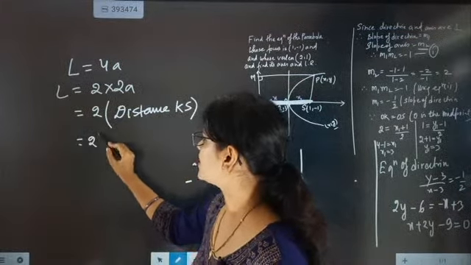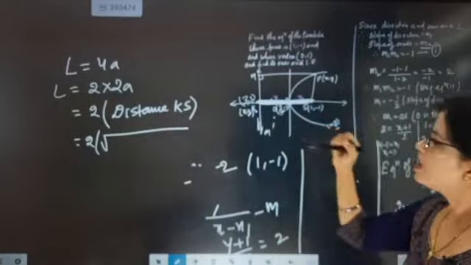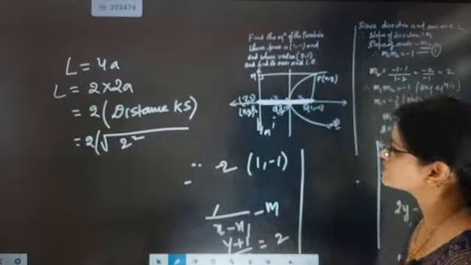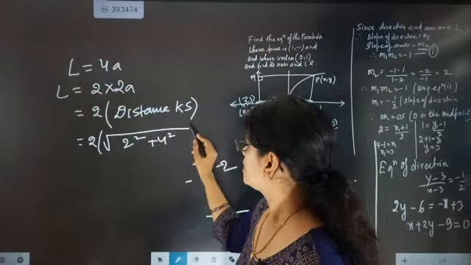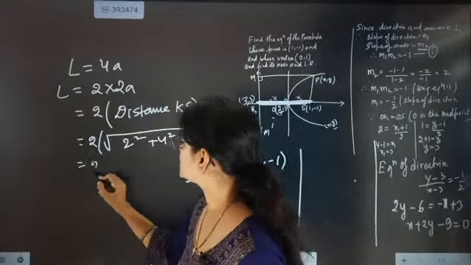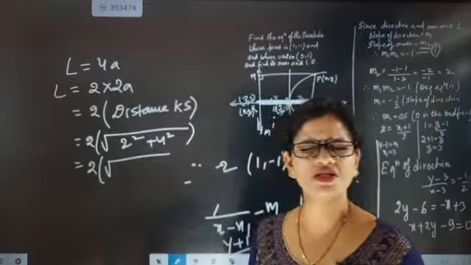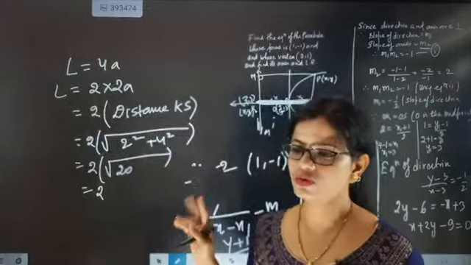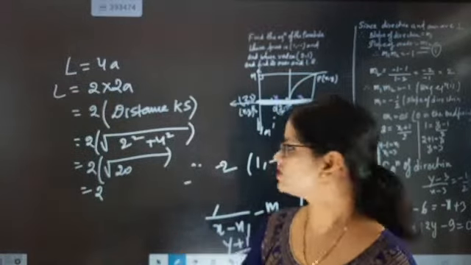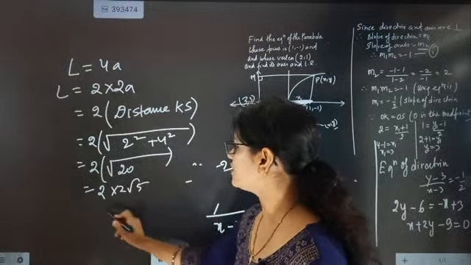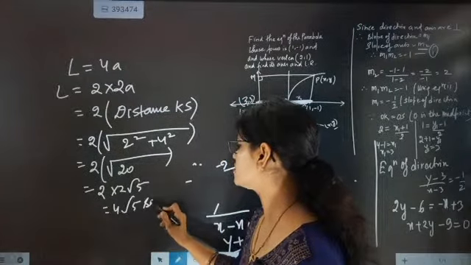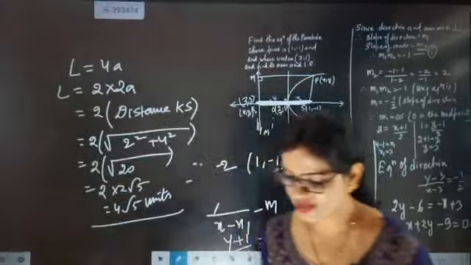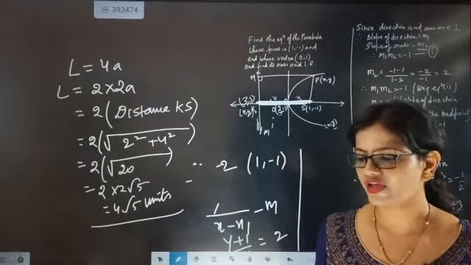So to get the distance KS, root of 3 minus 1, that is 2 square, and then 3 plus 1, that is 4 square. So it is exactly going to come as 2 root under 4 plus 16. 4 plus 16 is 20. 20 means it is going to come as 2 into 5, 4 fives are 20, so 2 root 5 will come, so it is coming as 4 root 5 units is the length. I rest my case. 4 root 5 units.